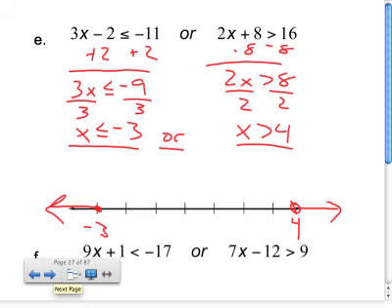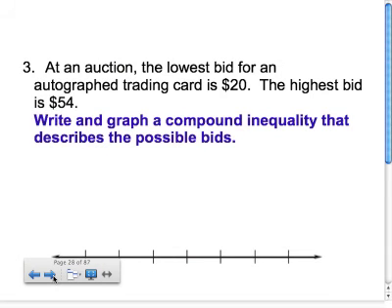So I'm going to go ahead and let you look at part F. Again, it's just like the previous 2 examples we did. Try it. Any questions? Ask in class.